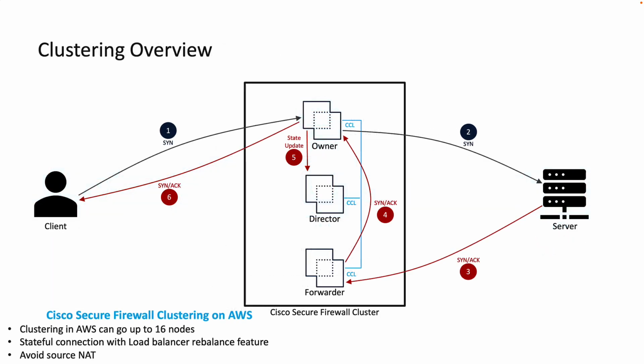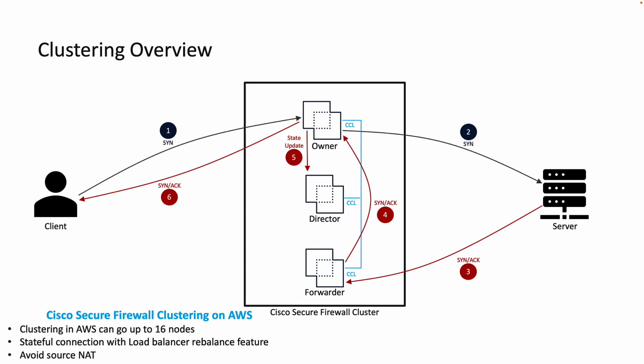Now, at a very high level, clustering is grouping multiple virtual devices as a single logical unit. In a cluster, we can go up to 16 nodes, and we also have a special link that uses VXLAN, and this link is known as Cluster Control Link, or CCL for short. Using CCL, we forward any asymmetric traffic, we share state, and we share other information that is required for clustering as well. Now, in the middle, you can see there is a Cisco Secure Firewall Threat Defense cluster, which is displayed as a single logical unit.